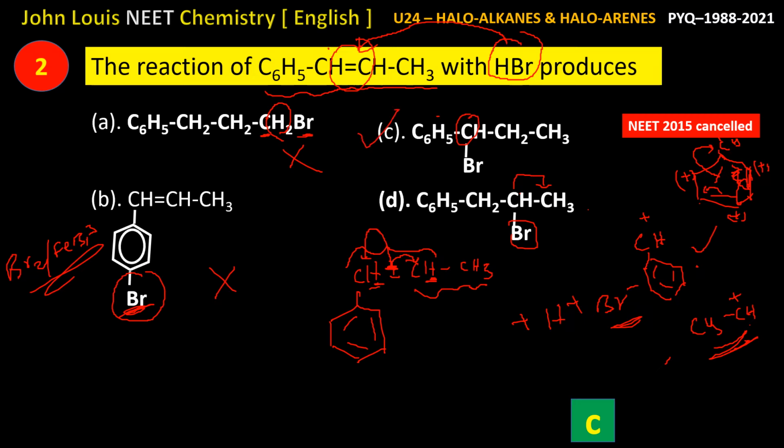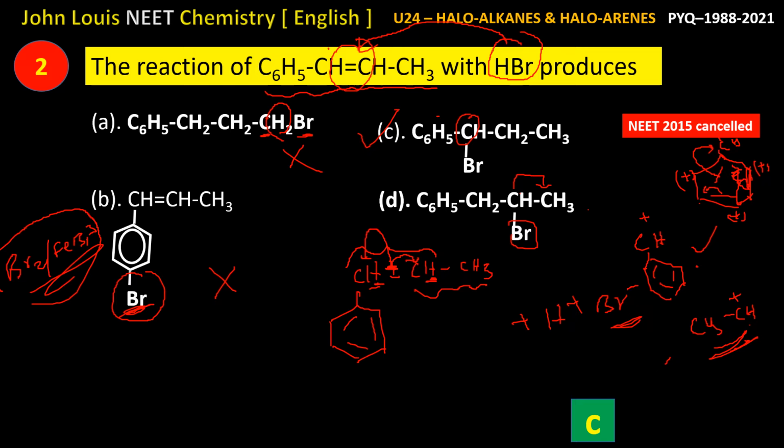So options A and B are not possible because in option A, it is a primary carbon, but addition reaction takes place between the secondary carbons. Therefore, this is ruled out here. And here bromination takes place, but the brominating agent is bromine and FeBr3. But we are adding simply HBr, therefore this reaction is also not possible.